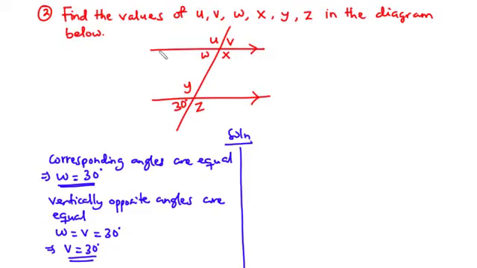Now let's consider this straight line. We know that angles on the straight line add up to 180 degrees. Therefore, U plus V should be equal to 180 degrees. And since we know the value of V, we can find the value of U. So that's what we are going to do.